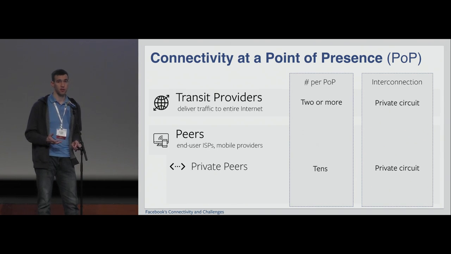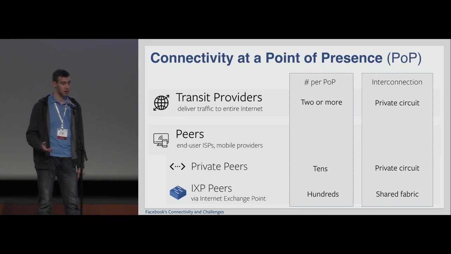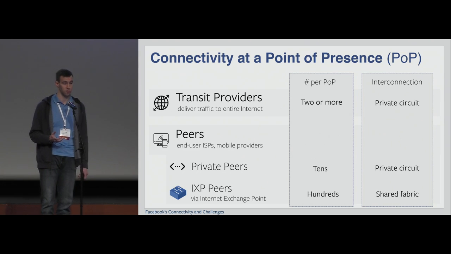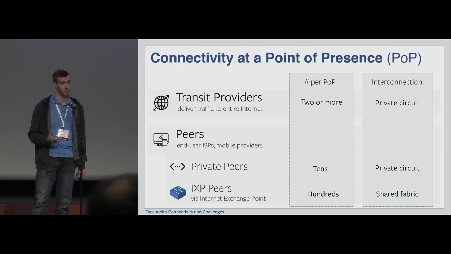Then we have peers, and we separate peers into two different categories, and I'm going to go into detail on why we do that a little later. But in general, we have private peers, of which there are on the order of tens per POP, and again, we connect with them through private circuits. And we have IXP, or public peers, that we interconnect with via internet exchange points. Those are on the order of hundreds per POP, and we interconnect with them through a shared fabric, which means we don't have a direct circuit between our routers and theirs.